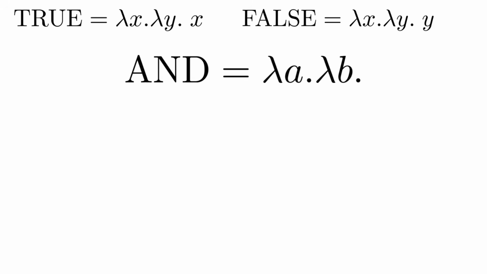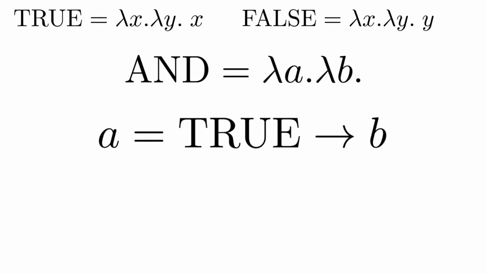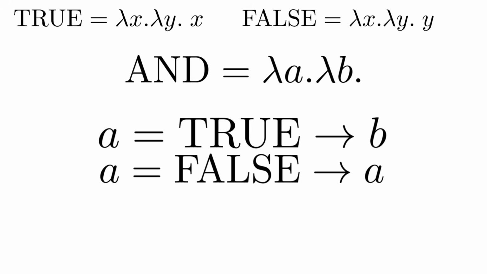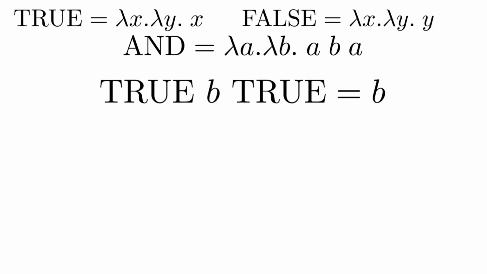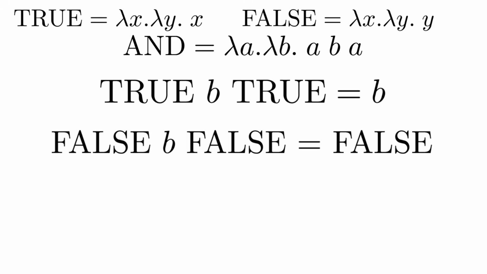Now let's think for a second. And asks the first boolean what to do. If the first boolean is true, we want it to choose the other boolean to check if it's true. But if it's false, we don't need it to even check the other one. This gives us and equals lambda a dot lambda b dot aba. If a is true, we output b, and if a is false, we output a.